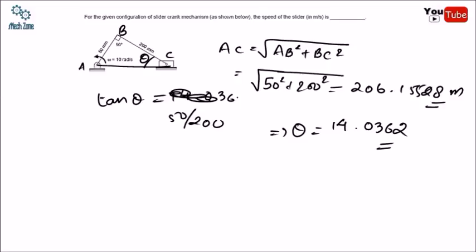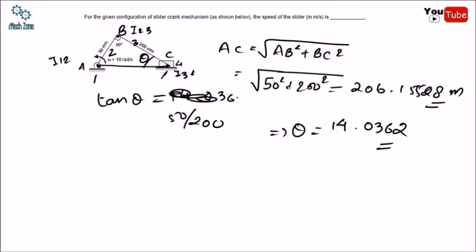Now let us consider this as link number 1, this as link number 2, this as link number 3, and the slider would be link number 4. So let us try to mark all the instantaneous centers of rotation. This center would be I12, this center would be I23.